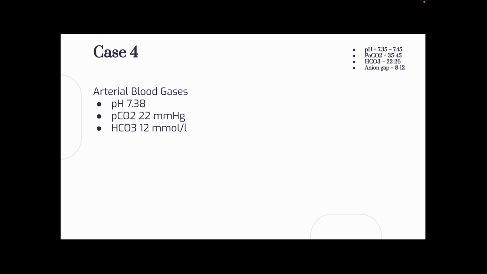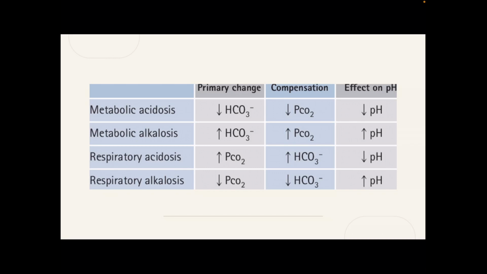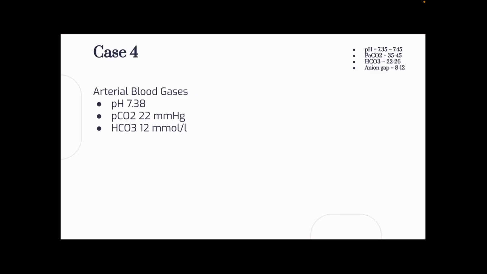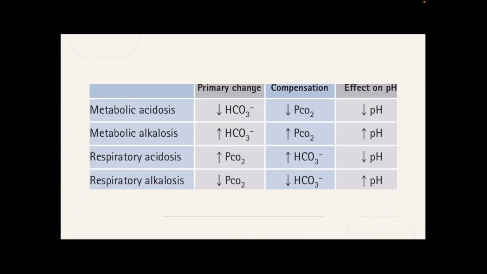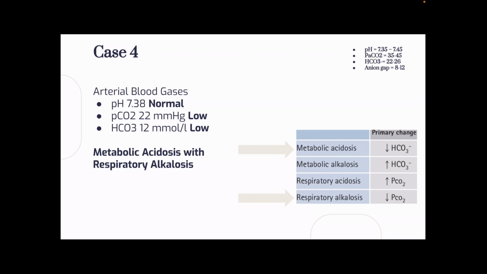So what is happening exactly? Let's see. It looks like they're working against each other, causing a normal pH. There are 2 acid-base disorders opposing each other. So let's look at the primary changes. Something is lowering the bicarbonate and also lowering PCO2. And you guessed it, it's the metabolic acidosis and respiratory alkalosis. Exactly. Metabolic acidosis with respiratory alkalosis working against each other, causing a normal pH level.